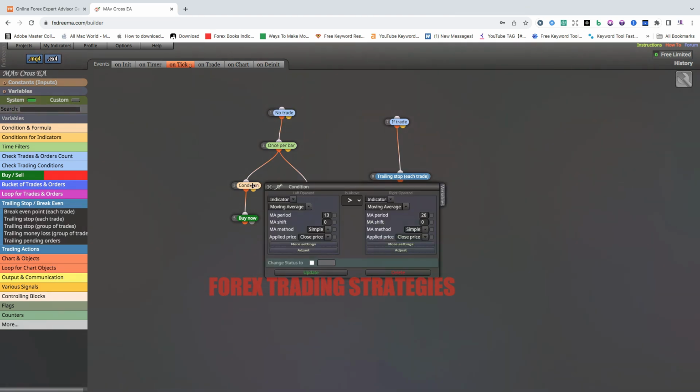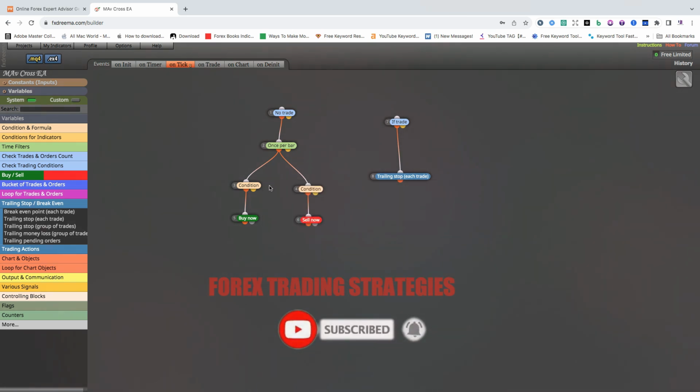For example, if you go into conditions here, basically if this happens or this happens, buy. If whatever happens, sell. Those are what we call mechanical trading strategies that are different from discretionary trading strategies where it's based on your feel.